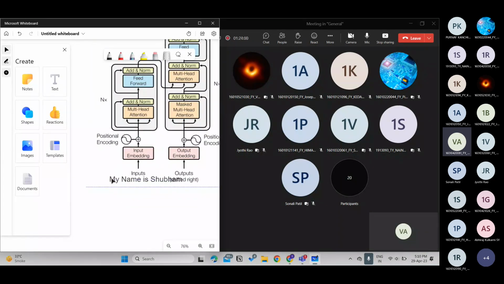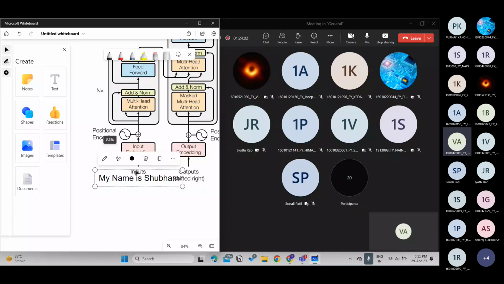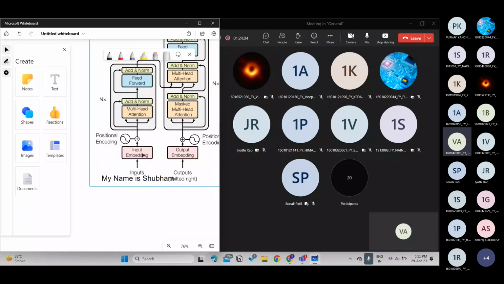The whole sentence will be given word by word as input to this transformer. Once it gets this input, it will do positional encoding. We will talk about everything in depth, don't worry. To give you an idea, positional encoding is just identifying the position of words, where they are, which was missing in the RNN.